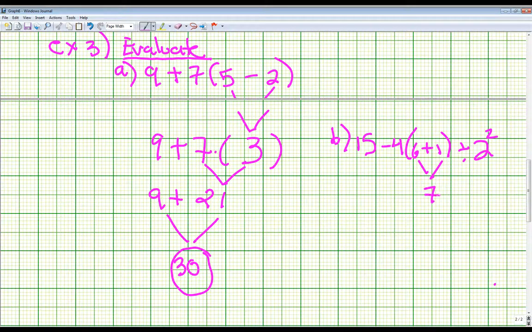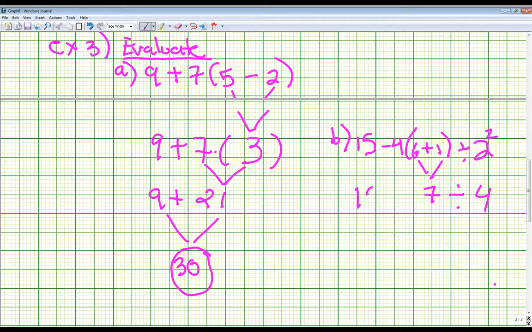6 plus 1 would give me 7. And the next thing on my list would be exponents. I do have exponents here. 2 to the second power would be 2 times 2. So 2 times 2 is 4. So I'm going to put that down here. Now in between this answer and this answer, there's a division sign. So I'm going to carry that down.